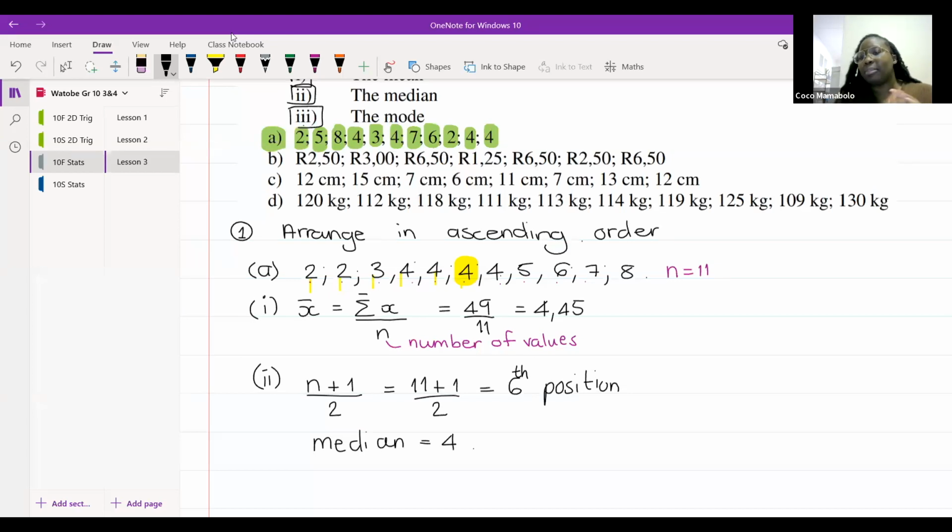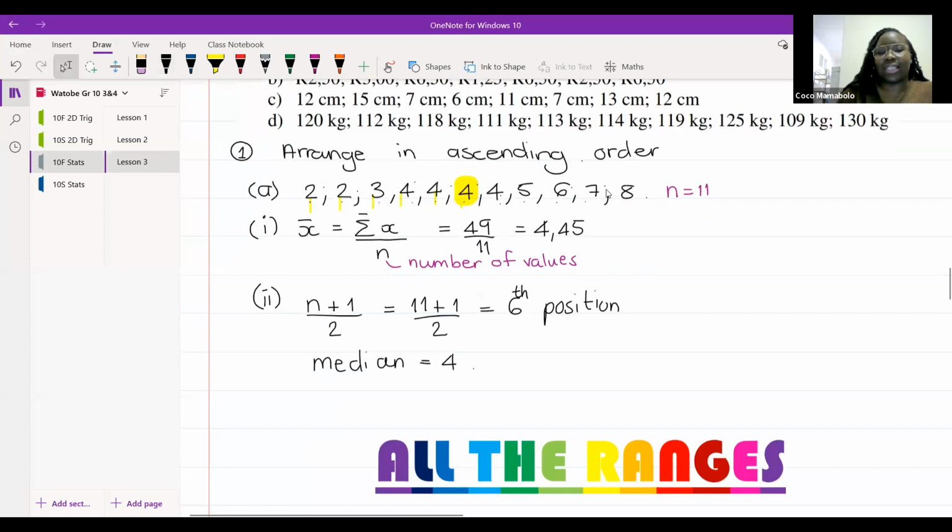Can I just get a thumbs up? Are you guys with me with how to calculate the median? The mode is 4. Excellent. Just answer that last question for us. What is the mode? Okay, the mode is 4.